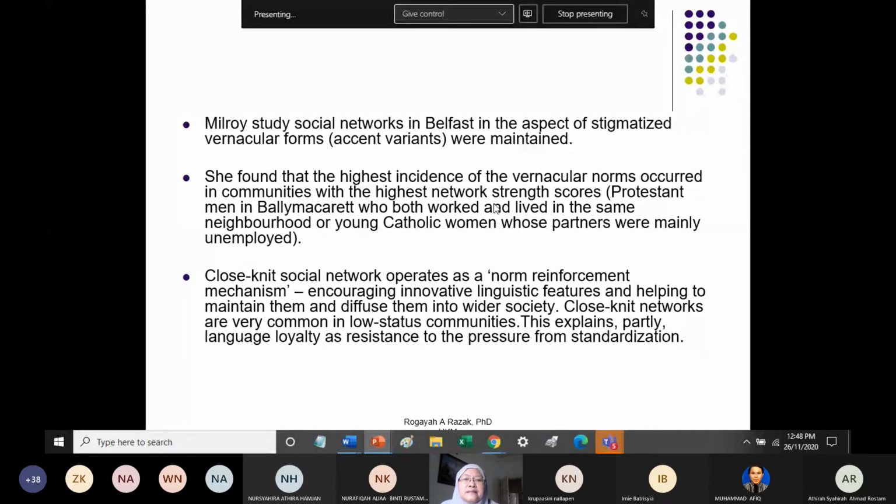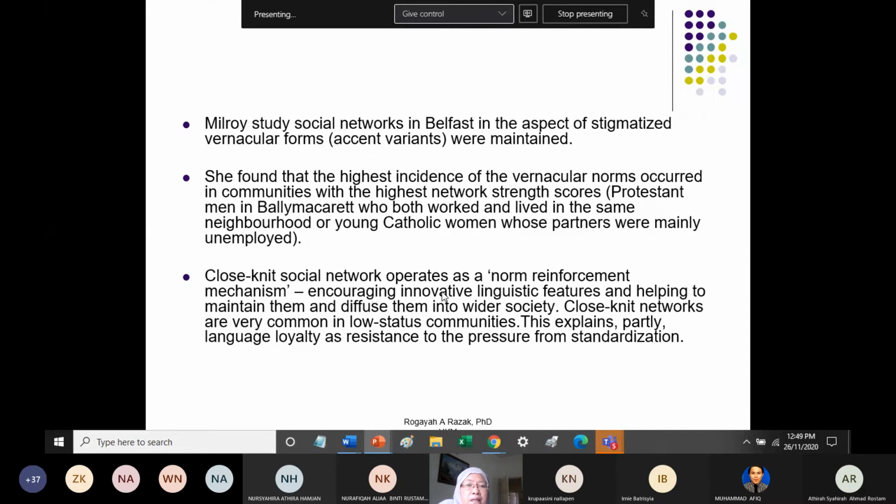She found that the highest incidence of the vernacular form is in the language of the local people. So in Malaysia, Mandarin is a vernacular, Tamil is a vernacular, and other languages. So she looked at the highest incidence of the vernacular norms occurring in communities with the highest network strength scores. That is Protestant men in this area, who both worked and lived in the same neighborhood, and young Catholic women whose partners were mainly unemployed.